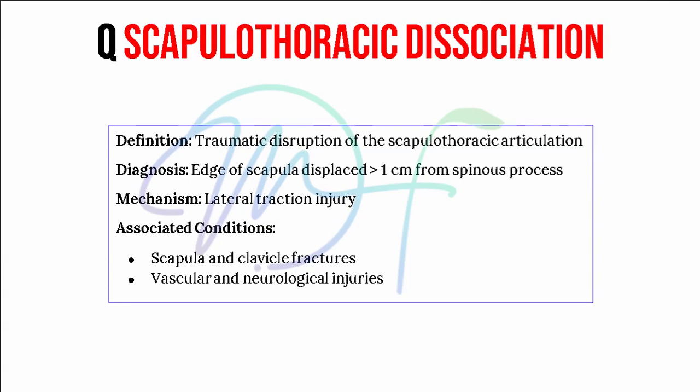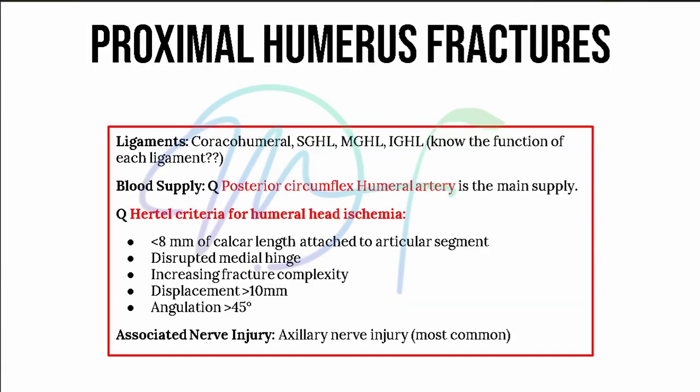Scapulothoracic dissociation is defined as a traumatic disruption of the scapulothoracic articulation. It is diagnosed when the scapula is displaced more than 1 centimeter from the spinous process. Mechanisms include lateral traction injuries. Commonly associated injuries include scapular and clavicle fractures, as well as vascular and neurological injuries. Proximal humerus fractures are associated with axillary nerve injury.